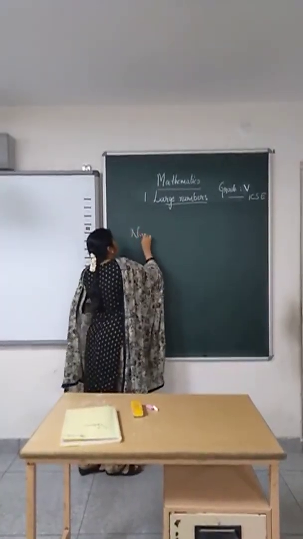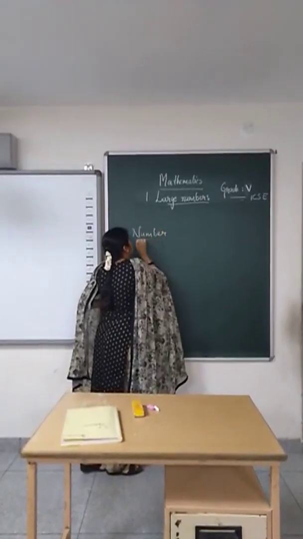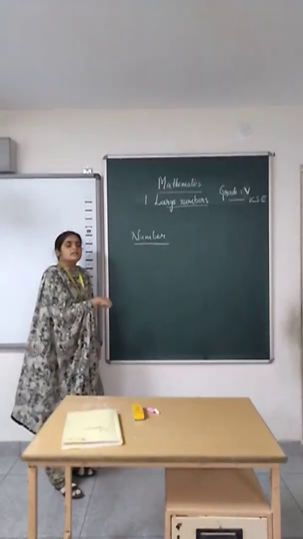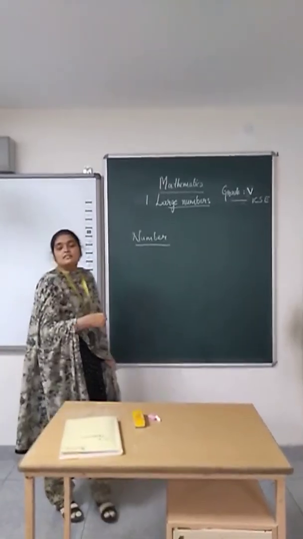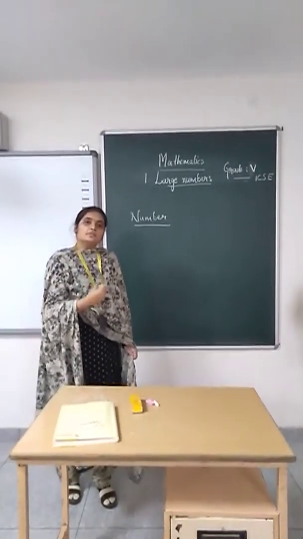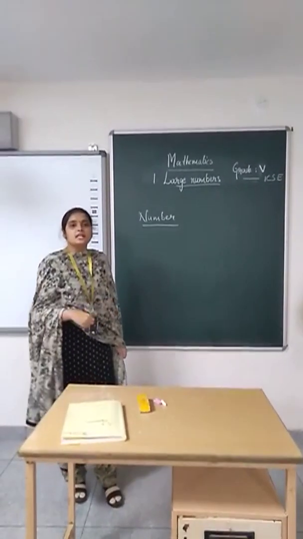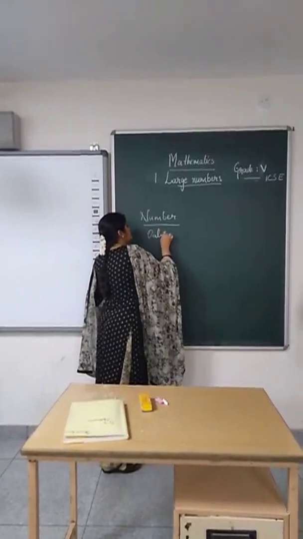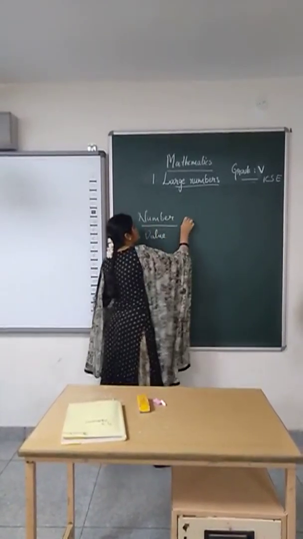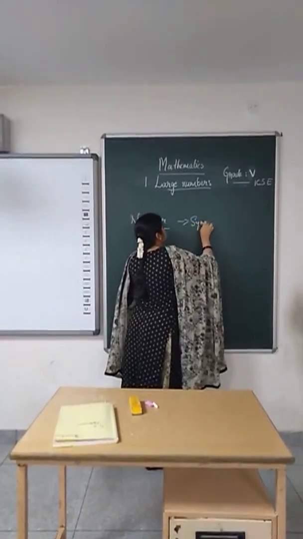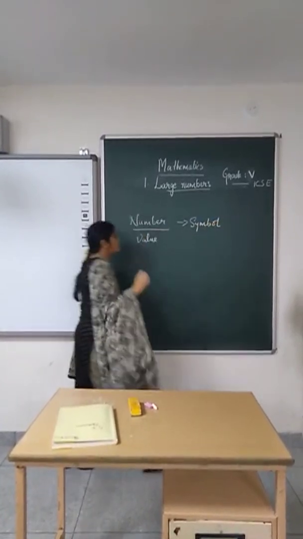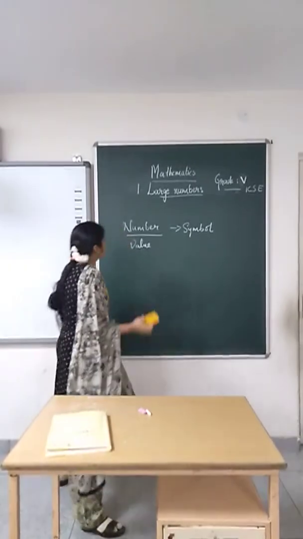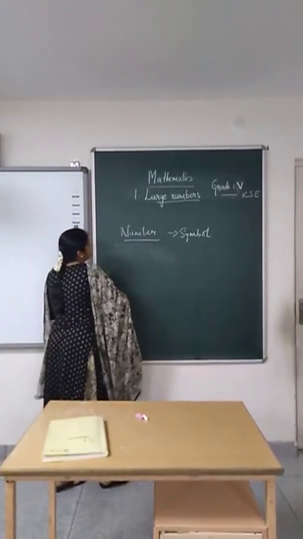You all might be knowing a number. You are all familiar with the word number. Whenever I say number, what comes to your mind? It comes to your mind that number is a symbol which we use to represent a particular value. Number is just a symbol used to represent a particular value. A number may have many digits in it.